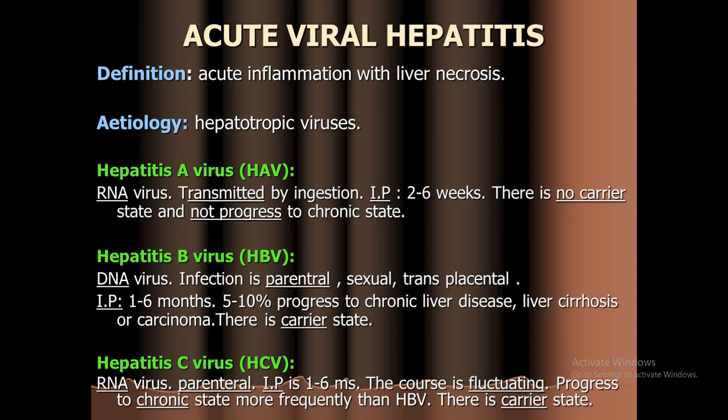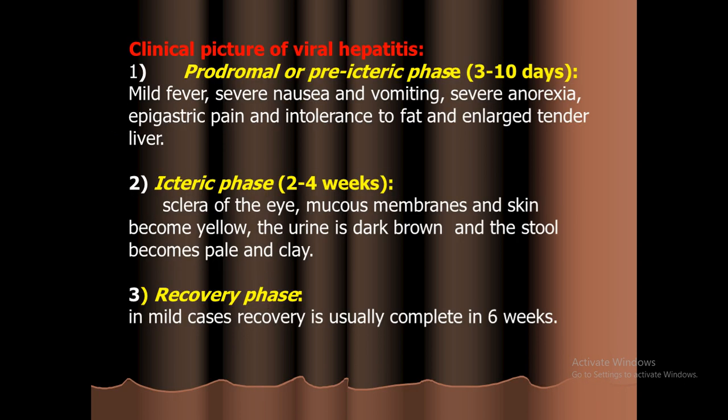Hepatitis C is again an RNA virus. Again it's parenteral: RNA like A, parenteral like B, long incubation period like B. It's endemic here in Egypt. It usually progresses to chronic state, and there is a carrier state. Many other viruses are present, but these are the most important ones.